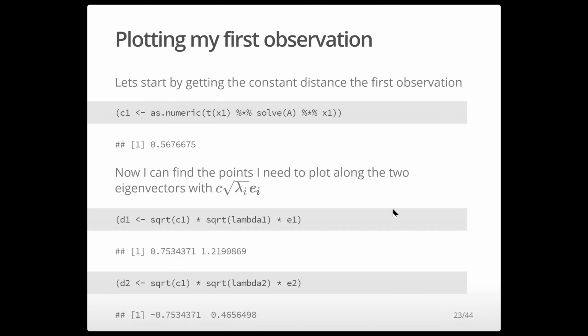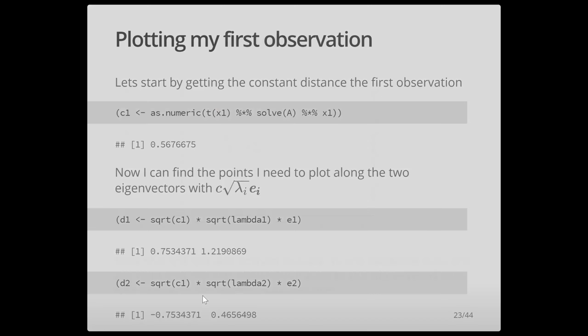And so I can start by getting the constant distance of the first observation. This is the centered version of the first observation that I got before. So this is x minus mu times the inverse of the covariance matrix times x minus mu. And that gives me my constant distance for the first observation, which turns out is 0.57-ish. Now I can find the point I need to plot along the two eigenvectors with c times square root of eigenvalue times the eigenvector. And so these are my two points that I want to plot.